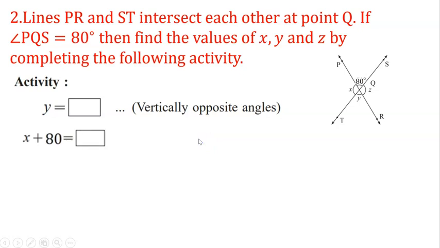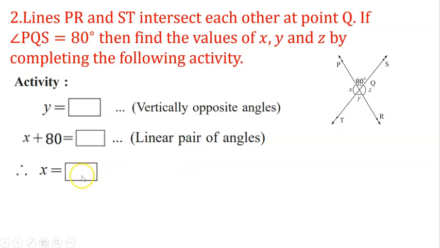Next, X plus 80 is equal to what? Next, linear pair angles. X is equal to question mark, and as Z is equal to X, then what is Z? Now we'll solve this activity. First, the measure of angle Y. Now angle PQS and angle RQT, these are vertically opposite angles. Therefore, measure of angle RQT is equal to 80, means the value of Y is 80.